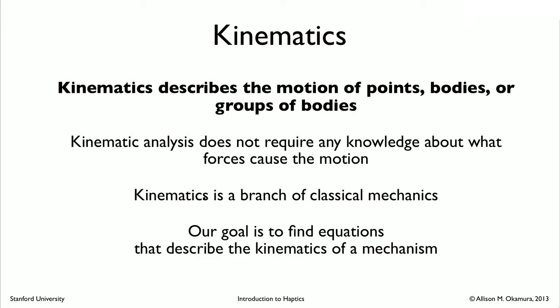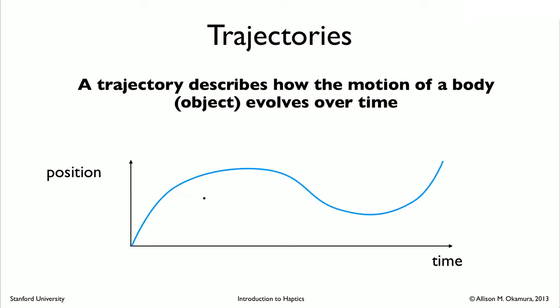And our end goal of a kinematic analysis is to figure out, for a mechanism, what are the equations that are going to describe the kinematics. And of course, our end goal is to find the kinematic description for the hapkit. So one of the important concepts in kinematics is that of a trajectory, because this is how we describe the motion of a body and how it evolves over time.